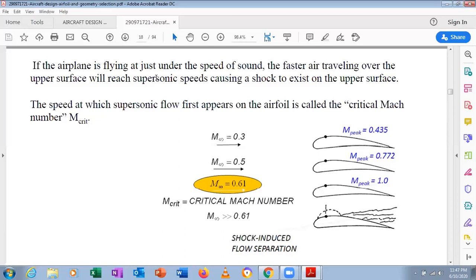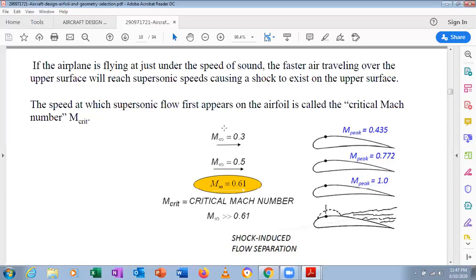Clear? And what is the critical Mach number? It is the point on the surface where M is equal to 1, unity. That point where M is equal to 1 is called the critical Mach number. Means the speed at which supersonic flow first appears is called the critical Mach number.